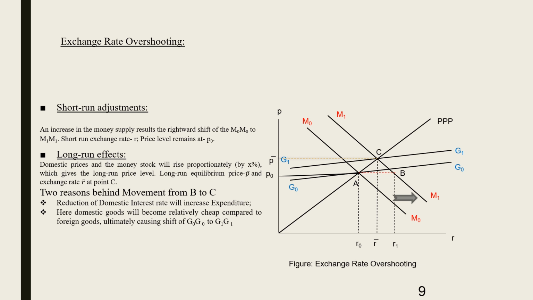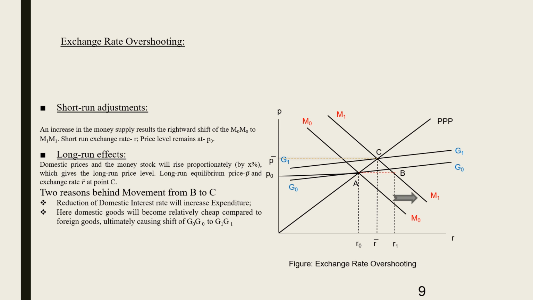Here comes what is exchange rate overshooting. When the short-run equilibrium exchange rate exceeds the long-run equilibrium exchange rate, this phenomenon is known as exchange rate overshooting. Initially, the economy is in full equilibrium at point A, if we look at the right side of the graph, where the G0 schedule intersects the M0 schedule.